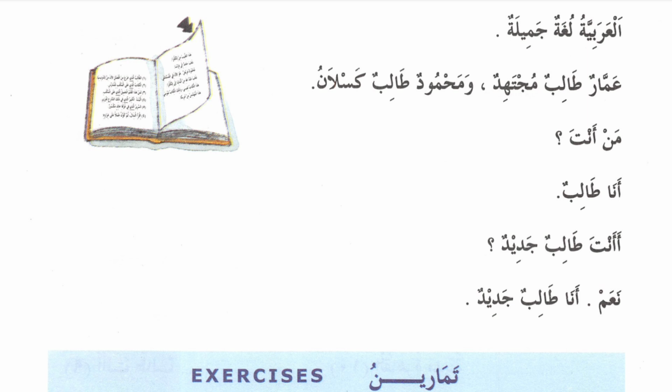Ammarun talibun mujtahid. Ammar is a hard-working student. Mahmudun talibun kaslan. Mahmud is a lazy student. Man anta? Who are you? Anta talibun jadid. Are you a new student? Naam, ana talibun jadid. Yes, I am a new student.